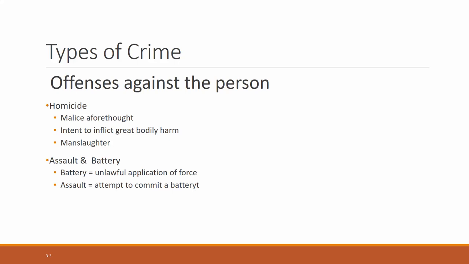Manslaughter often carries something like a 5-year sentence, as opposed to second degree, which might be 7 to 20 depending on aggravating and mitigating factors, as opposed to first degree, which is life or even the death penalty.